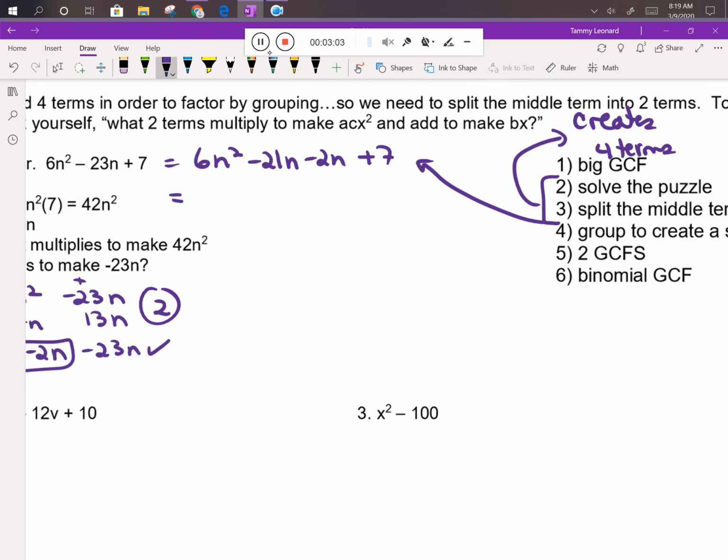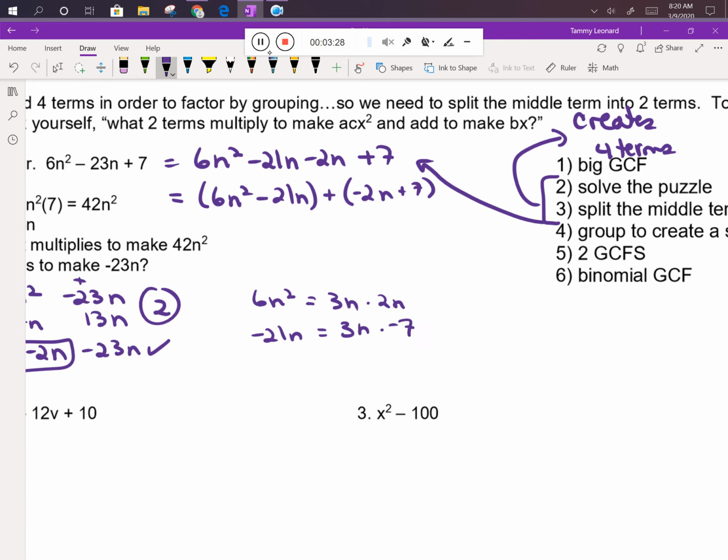So we group the first 2 terms together, 6n squared minus 21n, and to that we add the last 2 terms grouped, negative 2n plus 7. We can take out the GCFs. So as we look at 6n squared and negative 21n, we can see that they're both divisible by 3 and they both contain an n. We would have to multiply that 3n by a 2n, and we'd have to multiply the other 3n by a negative 7. So that's going to let us factor out the 3n that they have in common and leave the 2n minus 7 in parentheses.